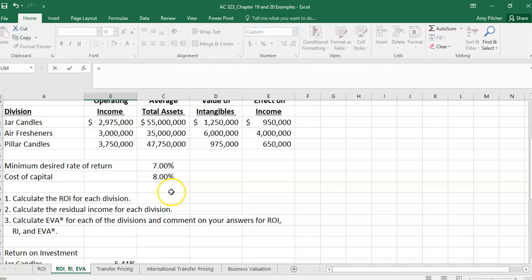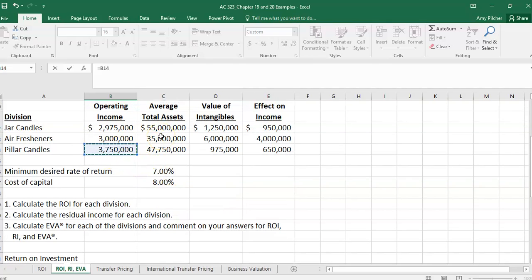So the greater the amount of intangibles a division has, the greater their economic value added income is going to be.